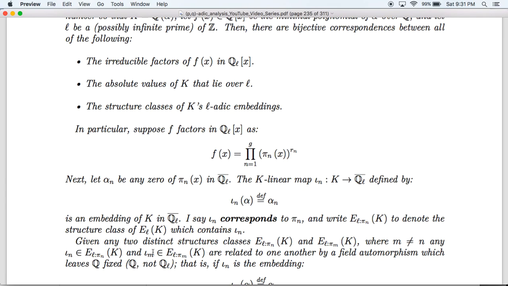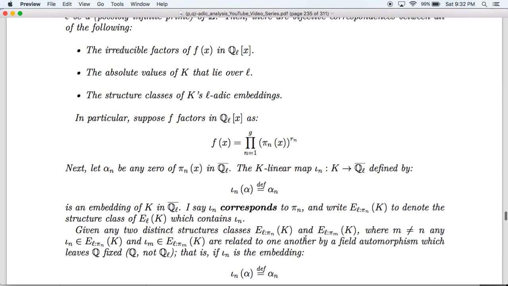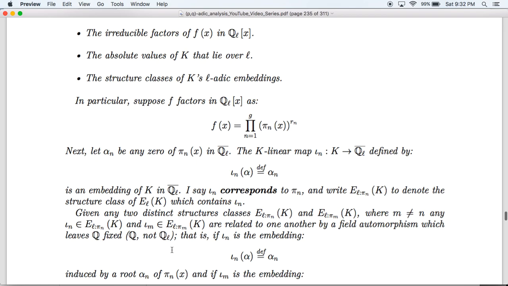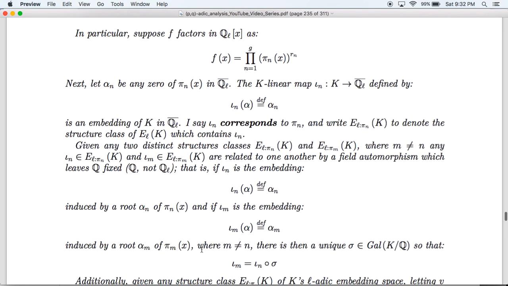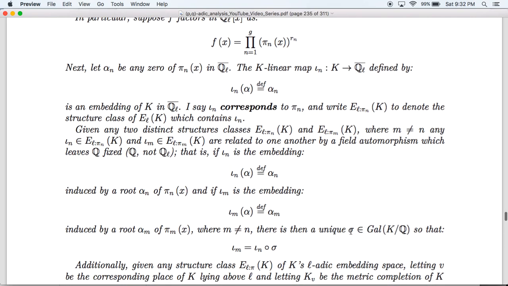Given any two distinct structure classes of the L-adic embedding space of K, let iota_n and iota_m be embeddings in one of those two. Iota_n is in this class, iota_m is in this class. The two classes are distinct. Then these two embeddings are going to be related to one another by a field automorphism which leaves Q fixed. That is, in particular, there's going to be a unique sigma in the Galois group of K over Q such that iota_m is equal to iota_n composed with sigma. So that's how you move from one structure class to another.